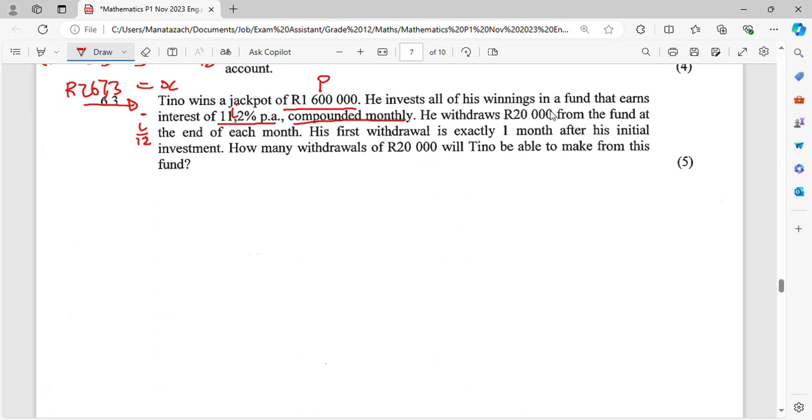He withdraws 20,000 from the fund at the end of each month. So these withdrawals, this is X here. That's how much he's withdrawing monthly.